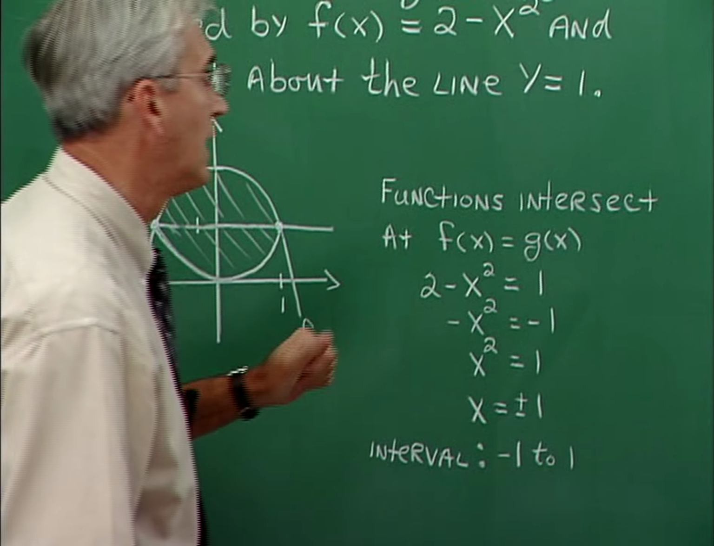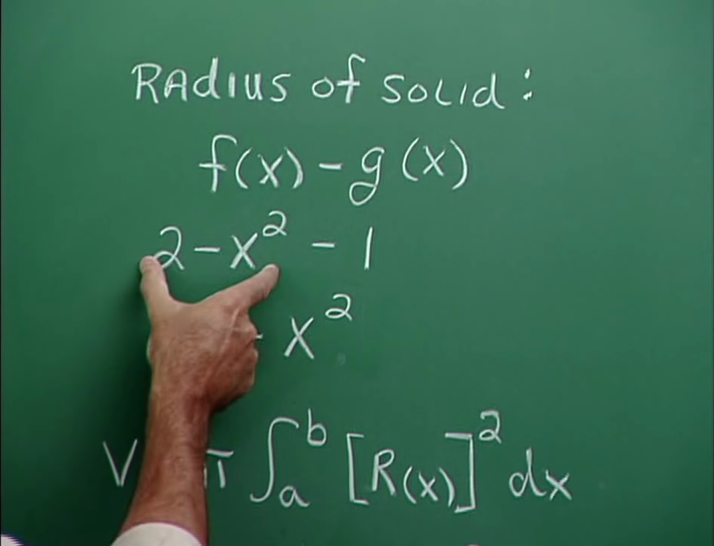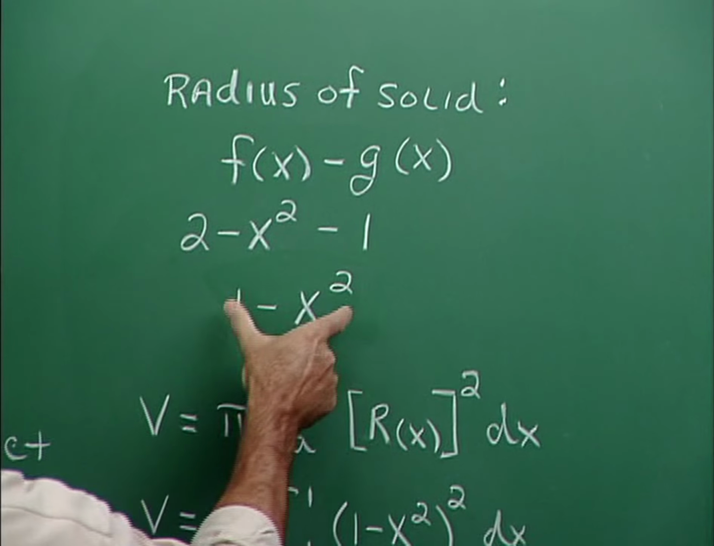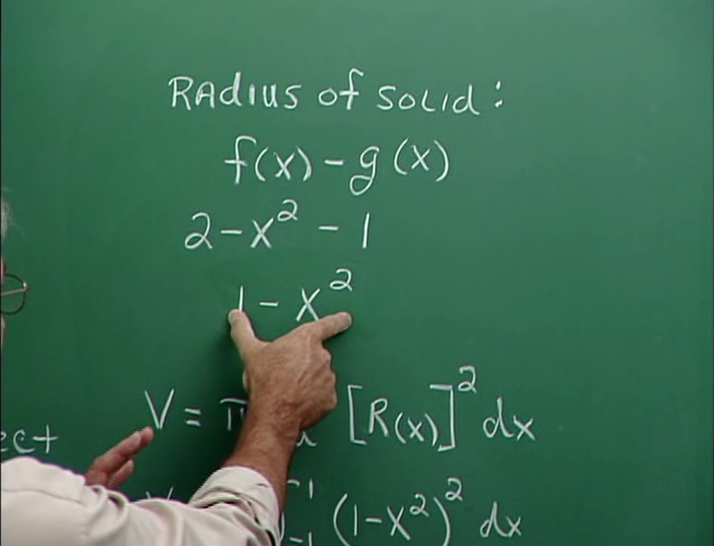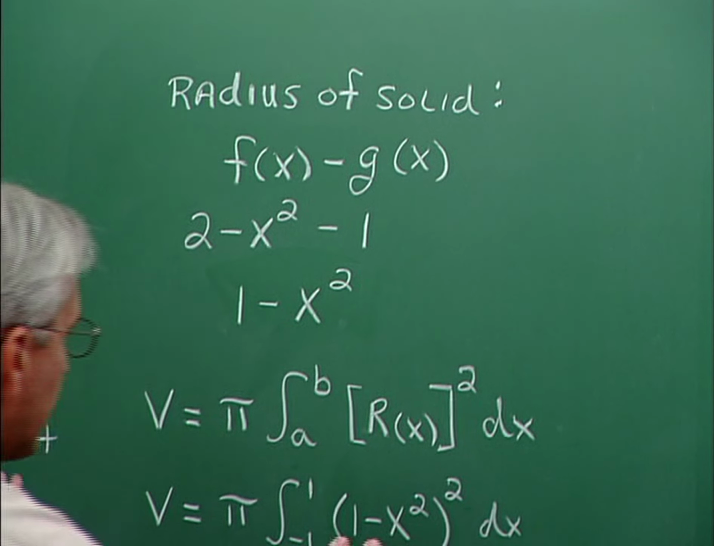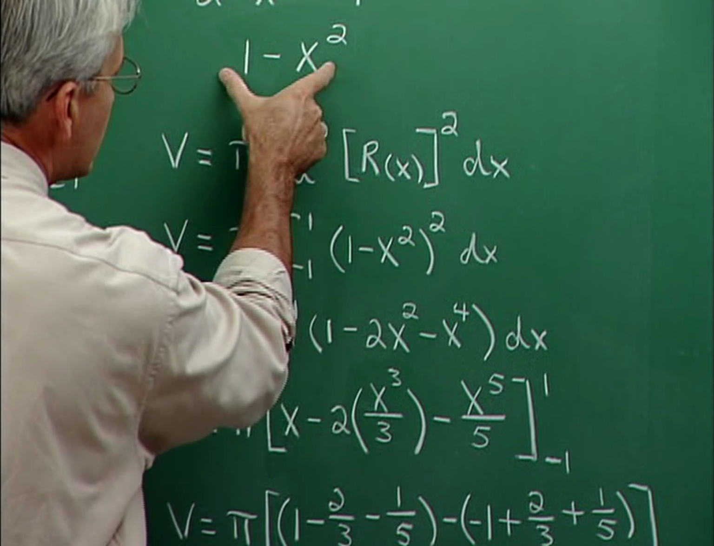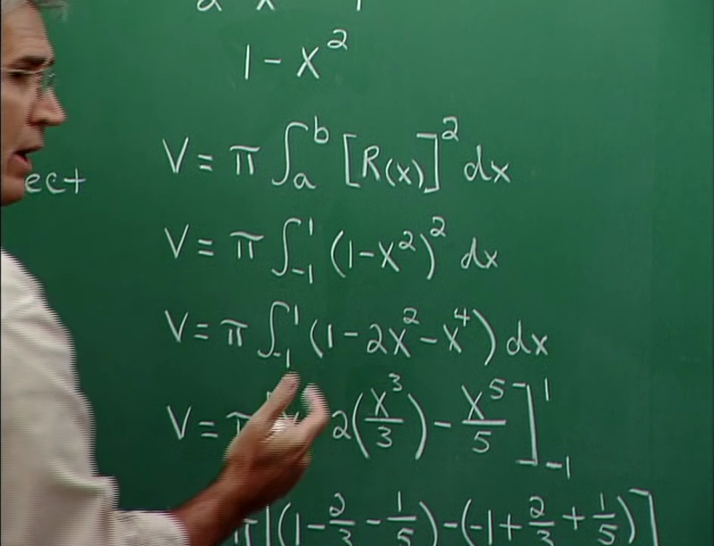So it is calculated this way. We take the difference in the functions, here's the f function minus the g function, and simplifying we get this. This is our radius. Now in our template here we just replace the information that we know. The interval is from -1 to 1. The radius is given by this expression, and away we go.